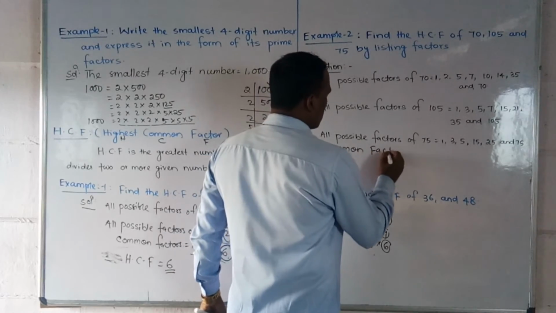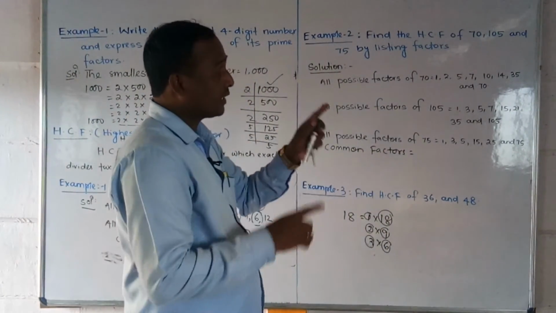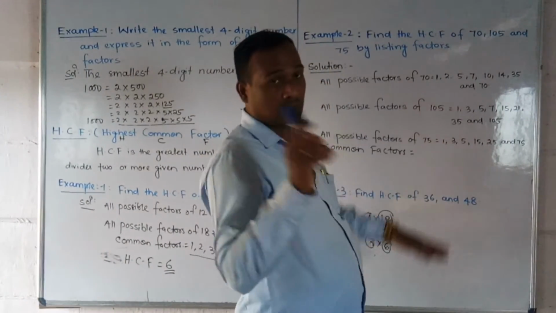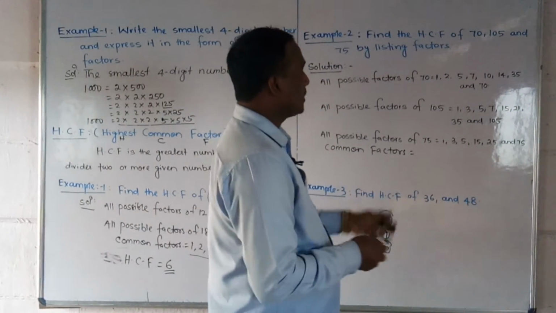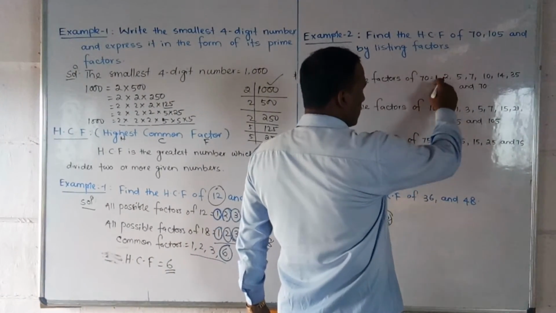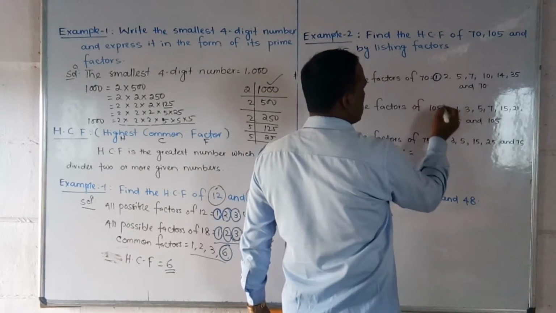Common factors क्या होता? What are the common factors? When a factor is present in all 3 numbers, that is a common factor. First we have to check 1. From the first number, we have to check whether these numbers are present in the others or not. First, 1 is there. Yes, 1 is there.